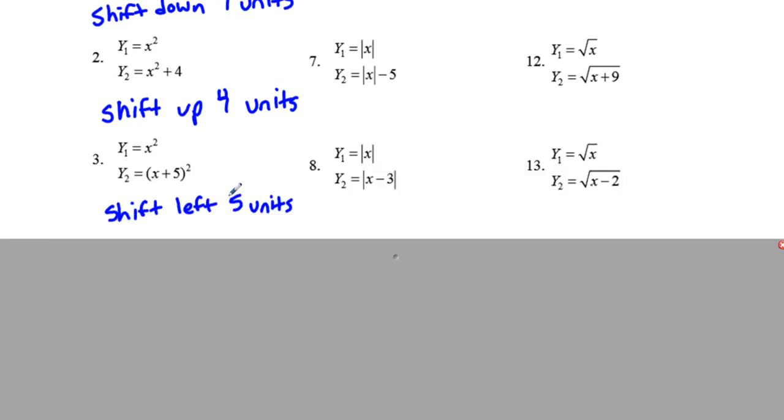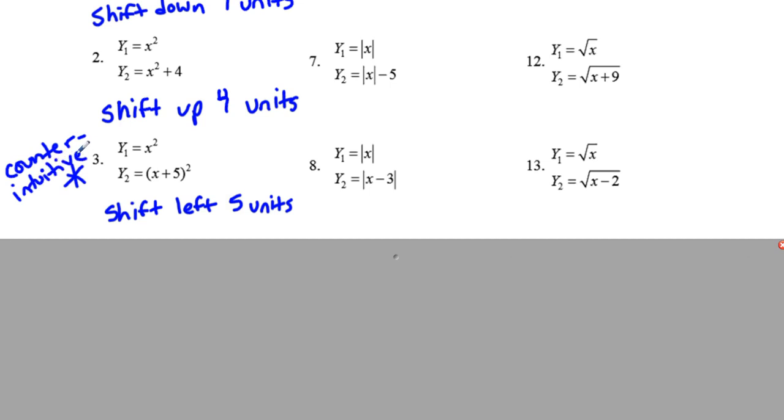All right. And let's go to number 3. Shift left 5 units. Notice how it's a little weird. You might think it would go right because it's positive, and positive numbers are on the right. It's actually the opposite in the horizontal direction. So maybe make a note of that one. It's opposite from your intuition. Okay, so we're going to call that counterintuitive.